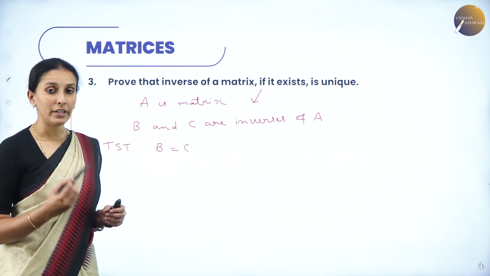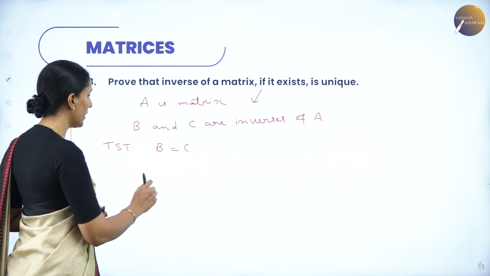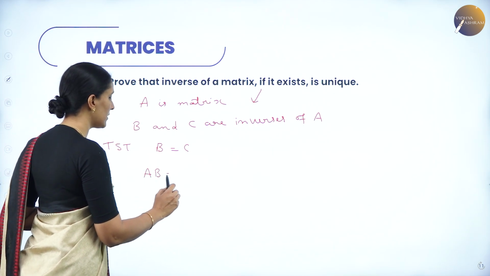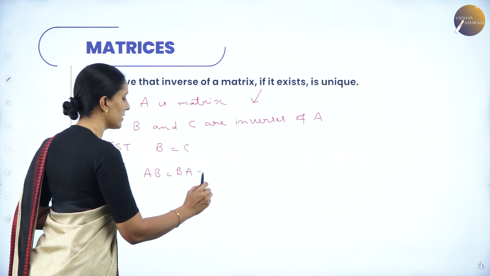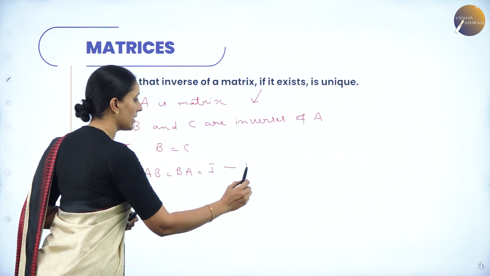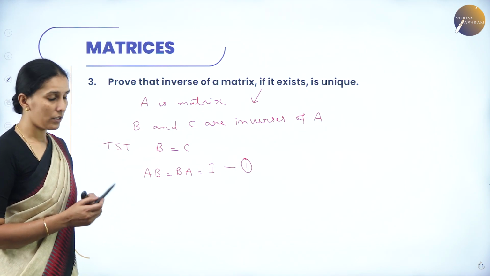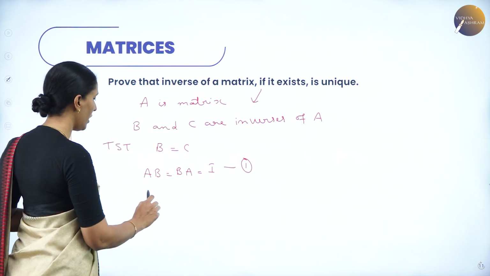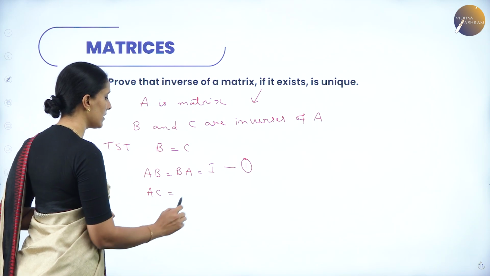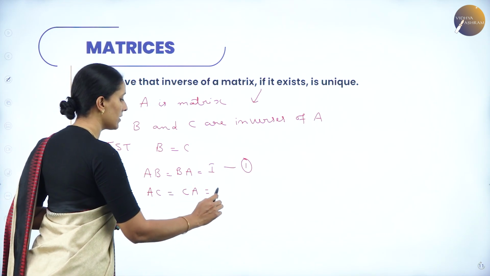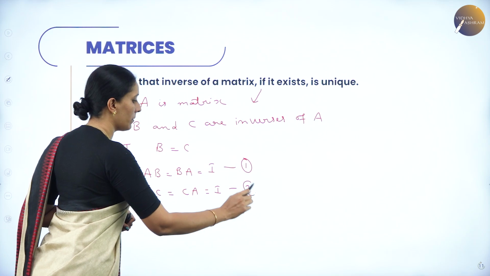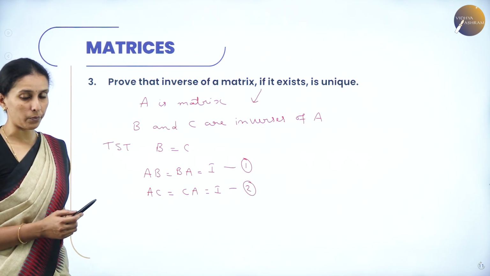According to the definition, if B is the inverse of A, then AB is equal to BA is equal to I. So let me consider this as equation 1. Again, according to the definition of inverse, if C is the inverse of A, then AC is equal to CA is equal to I. So let me consider this as equation 2.